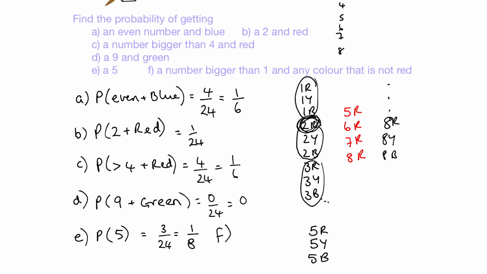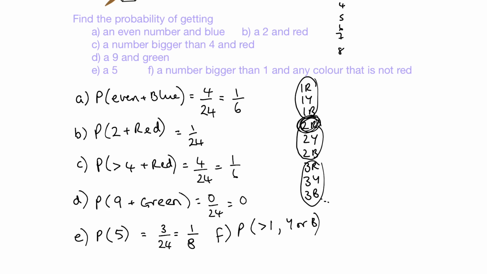Lastly, a number bigger than 1 and any colour that is not red. So probability bigger than 1 and, well, it's basically yellow or blue, isn't it? Okay, so the numbers bigger than 1 are 2, 3, 4, 5, 6, 7 and 8. And the colours that are not red are yellow and blue.